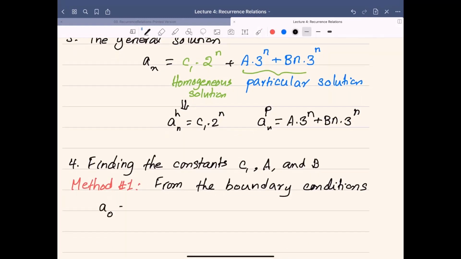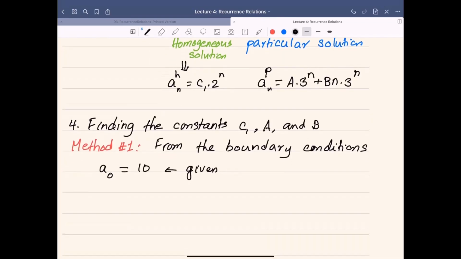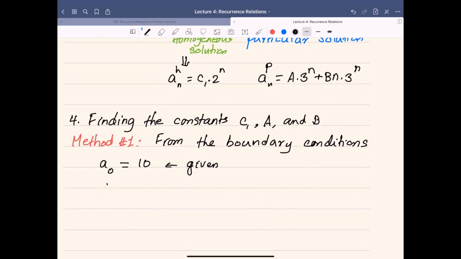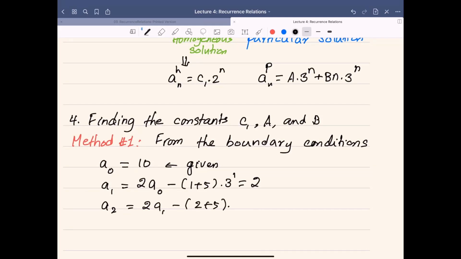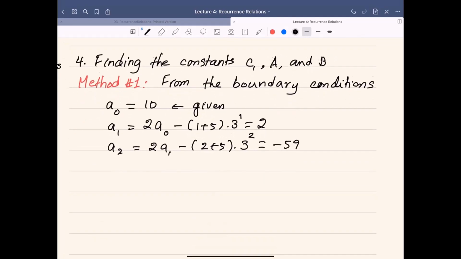a0 is equal to 10, which is given, and we have a1, which can be calculated from a0 times 2 minus 1 plus 5 times 3 raised to power 1, which is equal to 2, and a2 will be found from a1 times 2 minus 2 plus 5 times 3 raised to power 2, which is equal to minus 59.